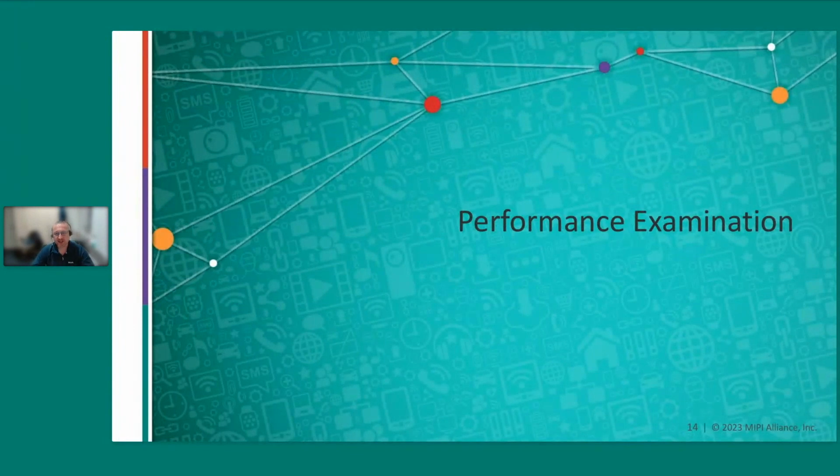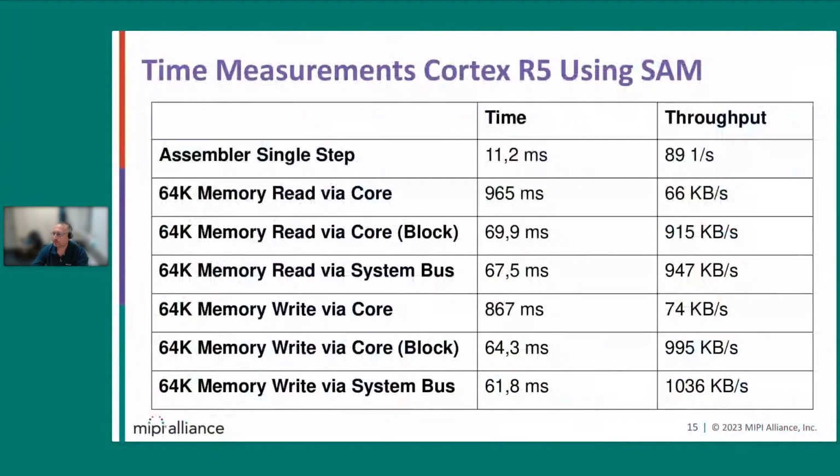So in the last section, I showed that there are multiple ways to connect the target system. The next chapter will compare the different debug protocols with the focus on performance for a certain use case. For testing purposes, we have implemented an FPGA target containing an I3C slave with SAM network adapter and connected to an ARM Cortex-R5. There are different scenarios to test.